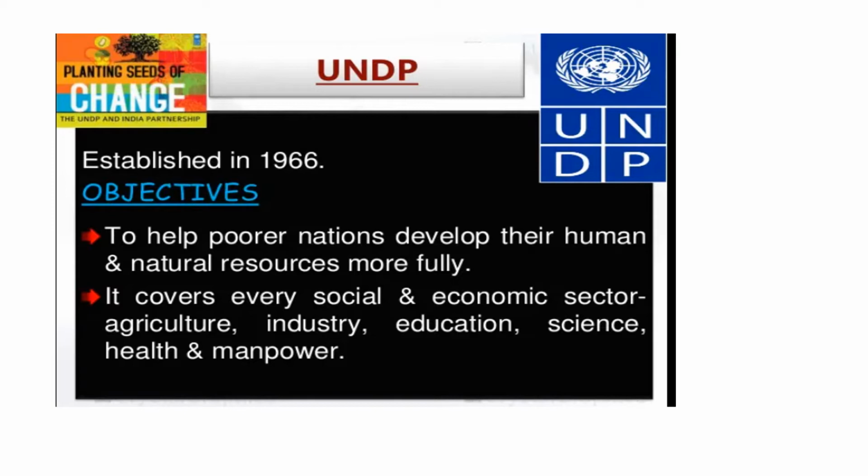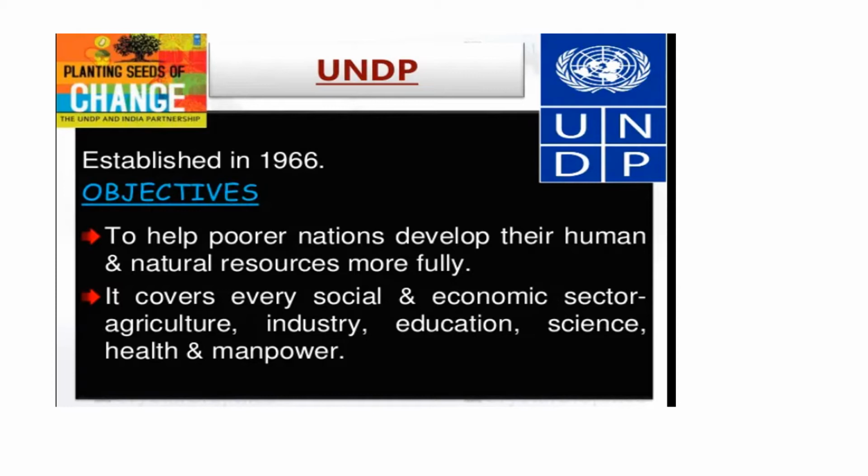So UNDP was established in 1966, and if we talk about the objectives of UNDP, it is to help poorer nations develop their human and natural resources more fully. It covers every social and economic sector: agriculture, industry, education, science, health, and manpower. So the first objective is helping the poorer nations to develop their human and natural resources, right? There are many countries and many people who are poor. So to protect their rights, to provide them resources, to make all the healthcare facilities and everything available, right? This is the main objective of UNDP. Also, it covers social and economic sectors like agriculture, industry, education, science, health, and manpower.